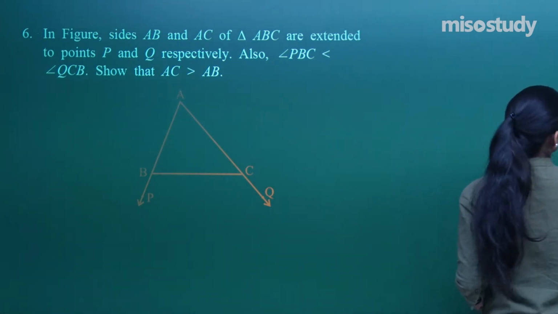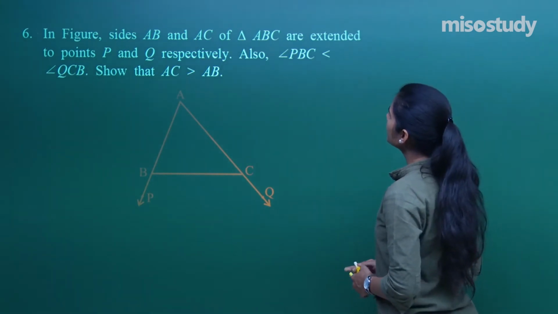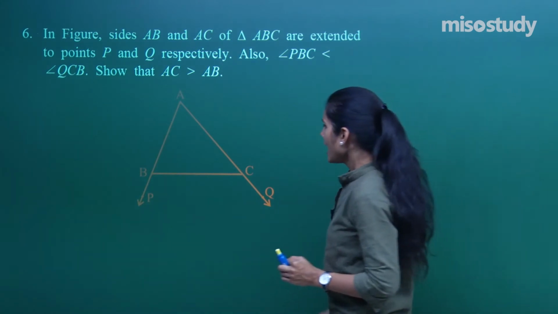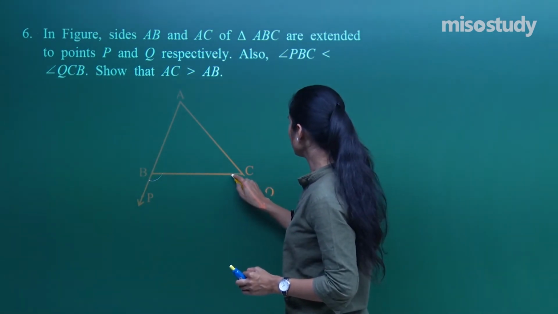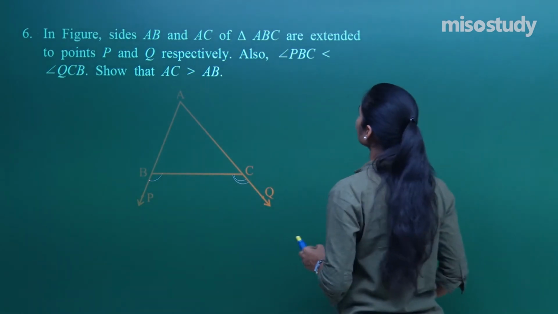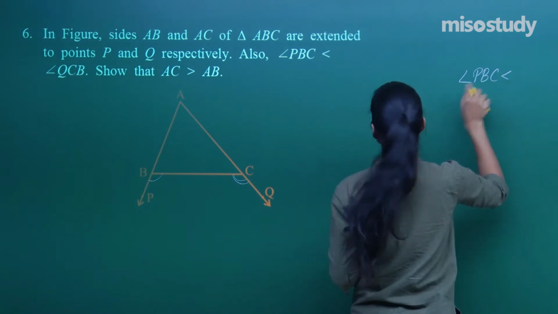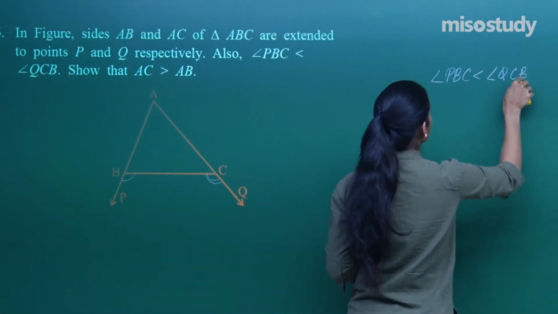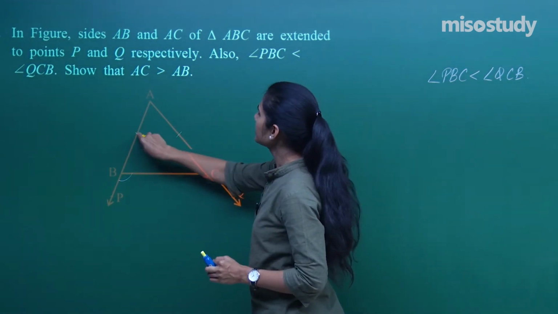Next I have, in this figure, sides AB and AC of a triangle ABC are extended to points P and Q. Okay, so they have extended these two sides to points P and Q respectively. Also angle PBC is less than angle QCB. Angle PBC is this angle, angle QCB is this angle. It's given that angle PBC is less in measure than angle QCB. I have to show AC is greater than AB.